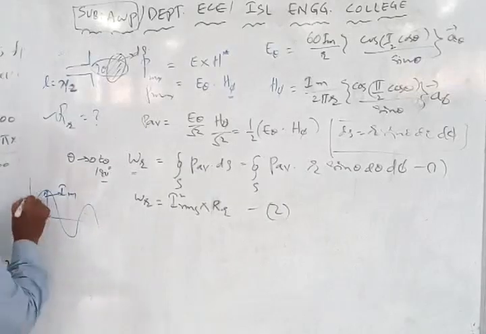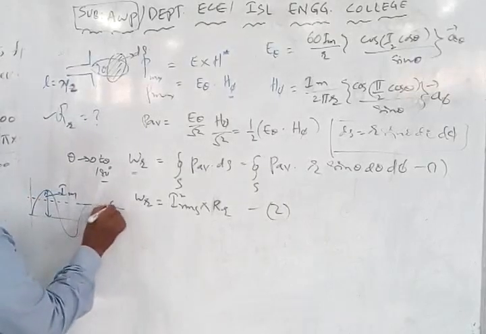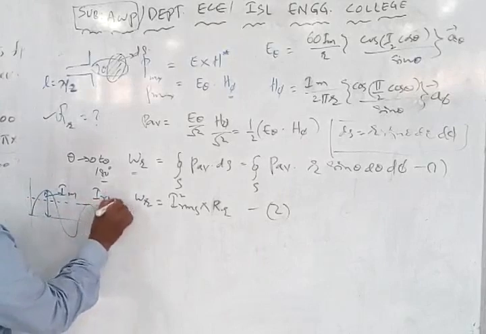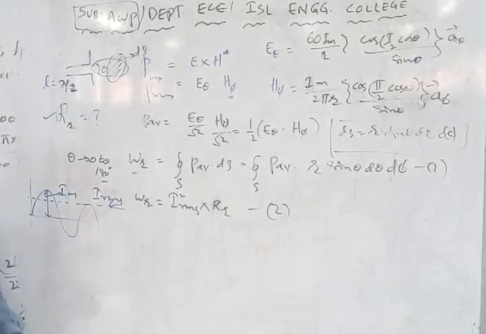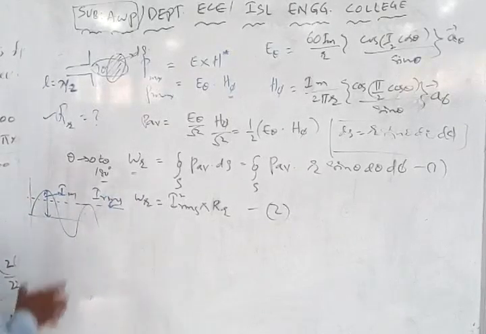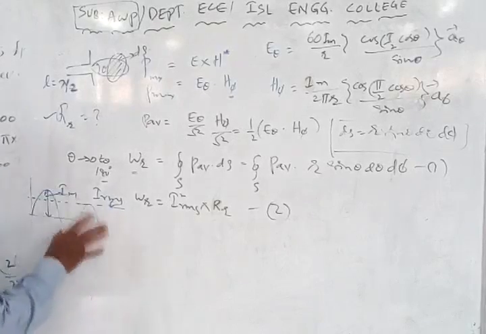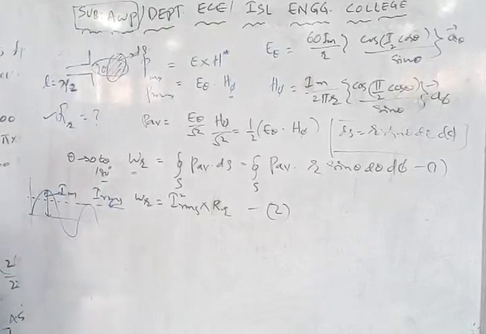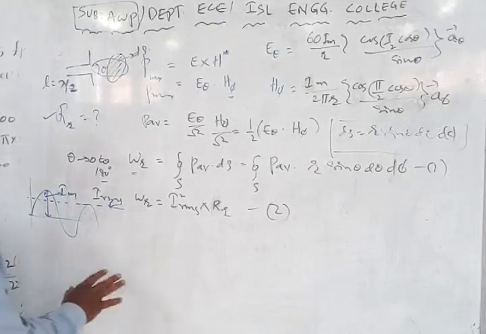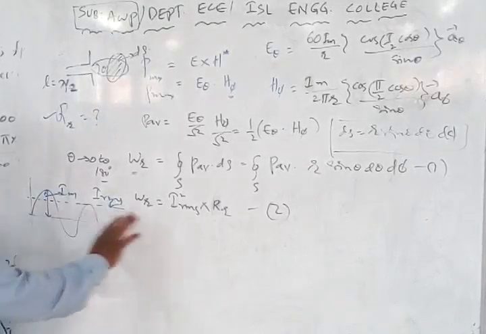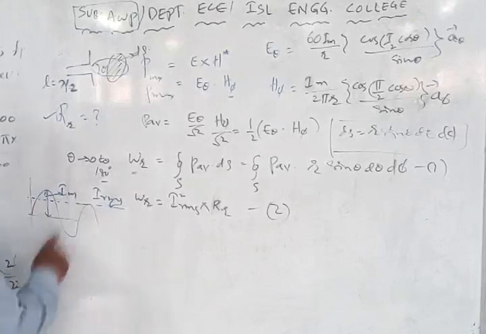What about IRMS? IRMS is the root mean square value of the current. That means if the signal is a totally periodic signal, then we can find the current for this entire signal, because the signal is varying.